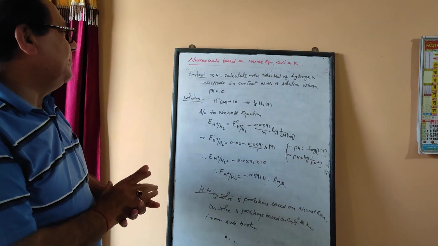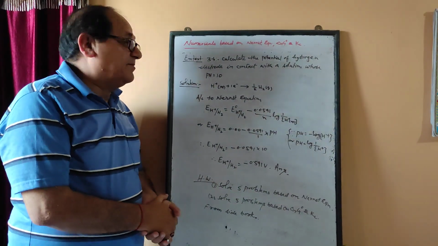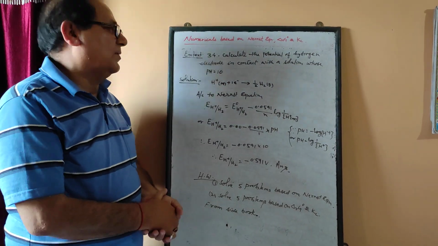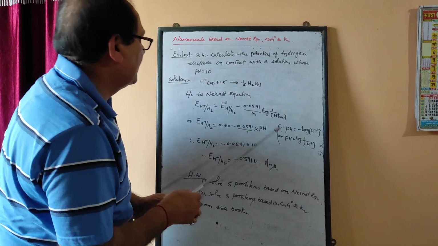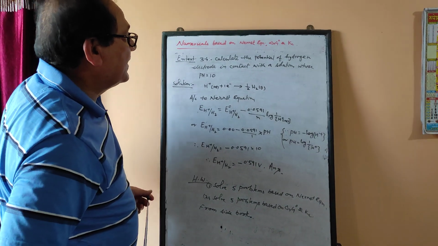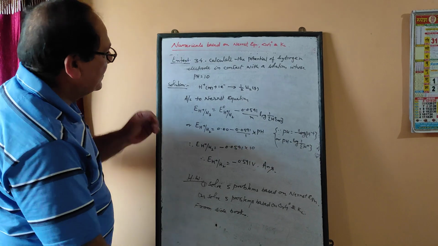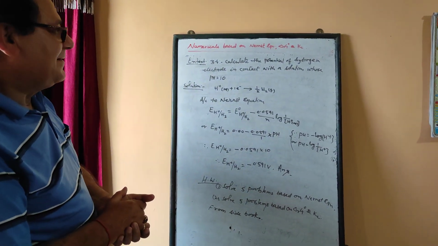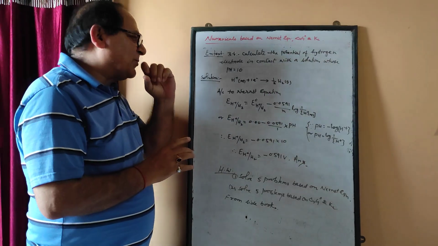See the question number in text question 3.4. Now, look at the question. Calculate the potential of hydrogen electrode in contact with a solution whose pH is equal to 10. So this is a very beautiful question, and there may be a little bit of confusion among you. So how are you going to solve it?